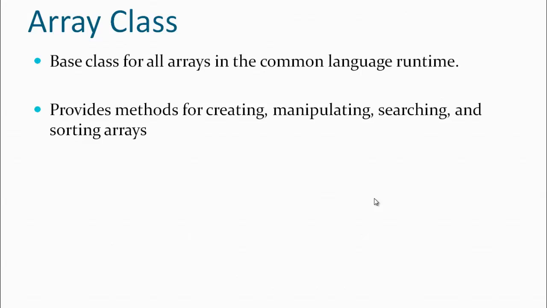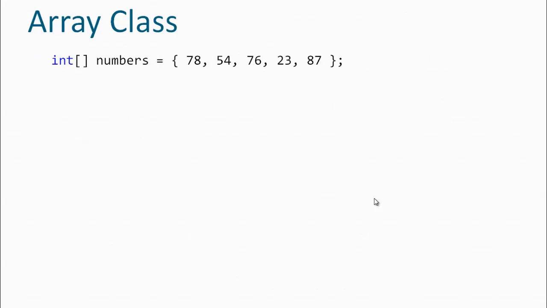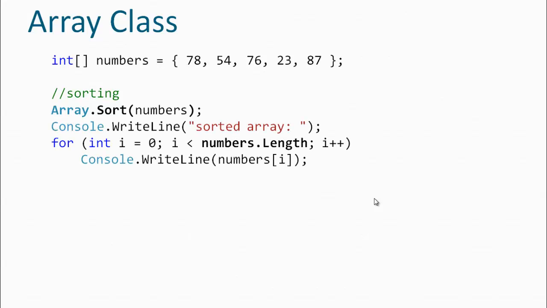To understand it, let us have a look at a small example. Here we are creating one array, numbers, of 5 numbers. We are initializing it at the time of declaration only. Array.Sort is a static method of the Array class which will sort numbers in ascending order, and then you can print it.